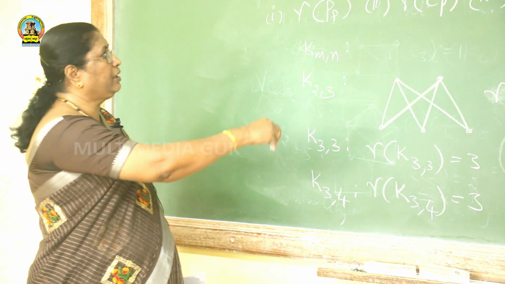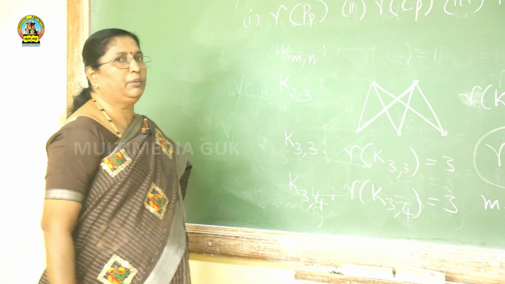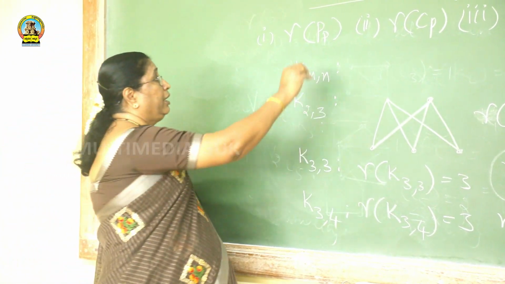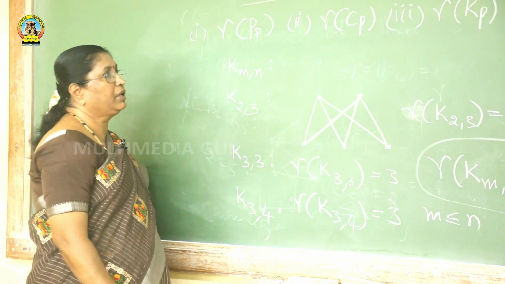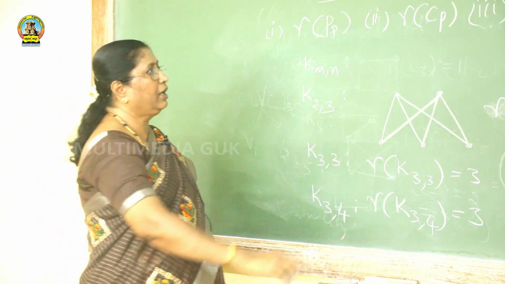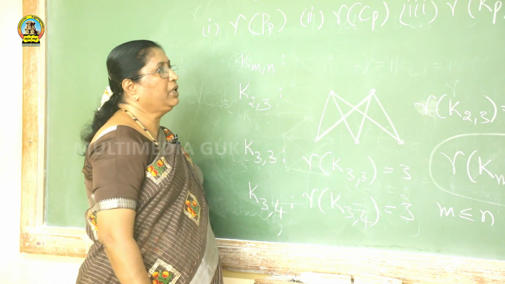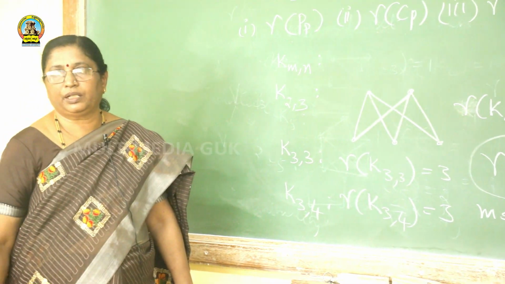So likewise, we can define the domination number of any path, the domination number of any cycle, the domination number of any complete graph, and also the domination number of any bipartite graph.